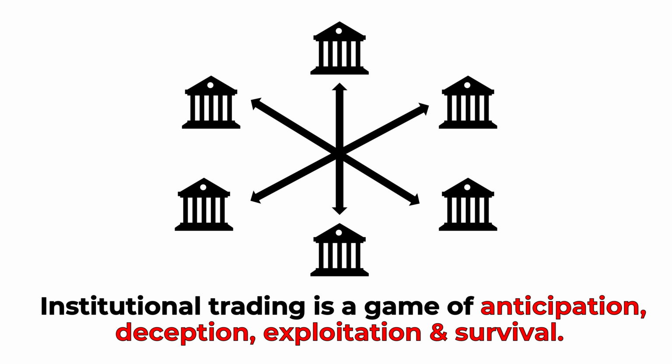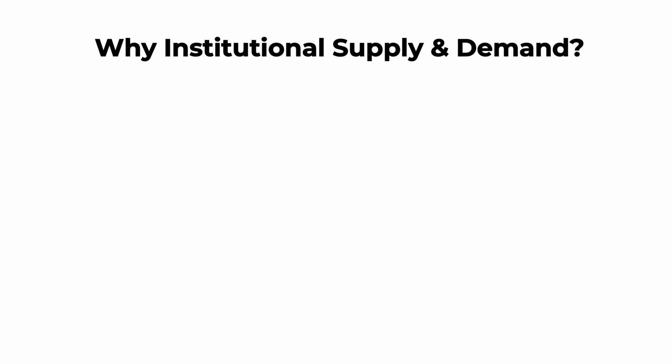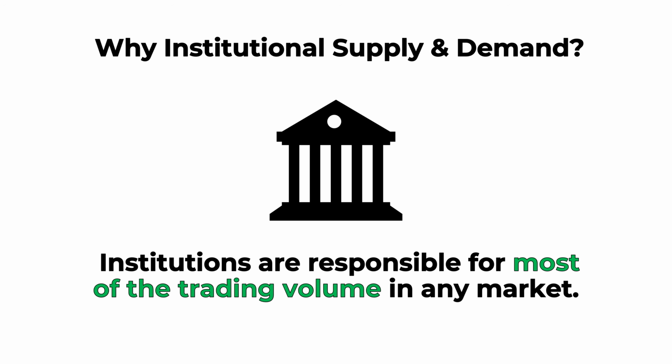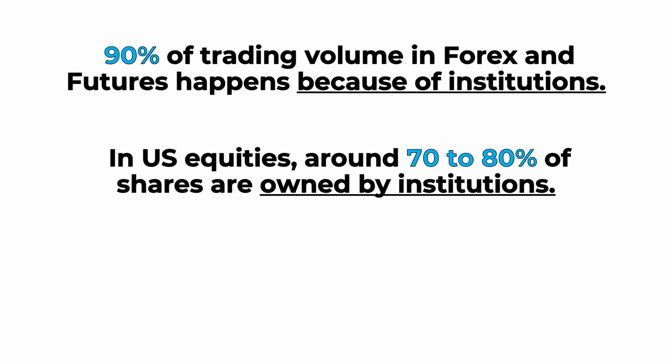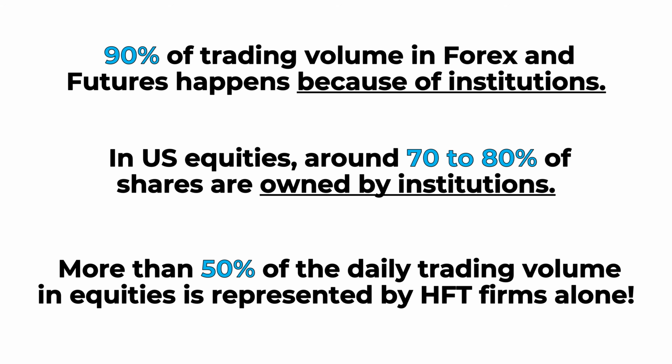There are 2 main reasons you should care about institutional supply and demand. The first reason is the fact that trading institutions like hedge funds and banks are responsible for most of the trading volume in any market. In Forex and futures, 90% of what happens in the chart is institutional activity. In US equities, around 70 to 80% of shares are owned by institutions. It is estimated that more than half the daily trading volume in equities is represented by high-frequency trading firms alone.